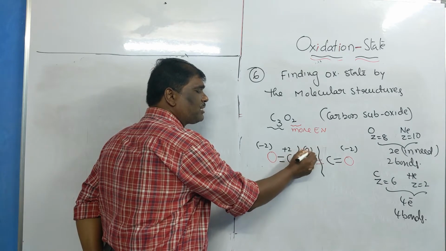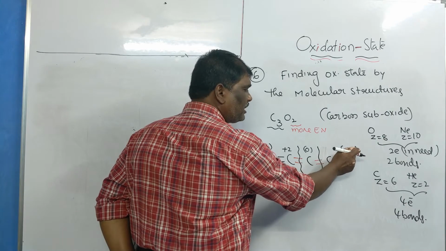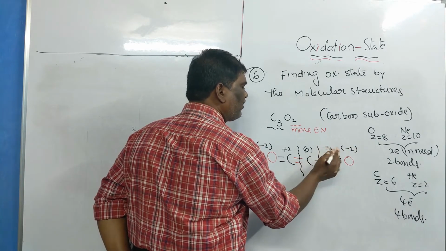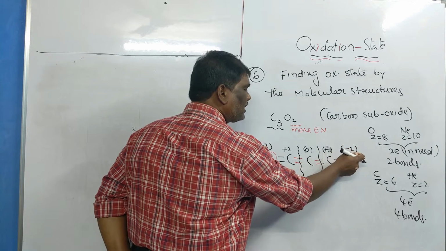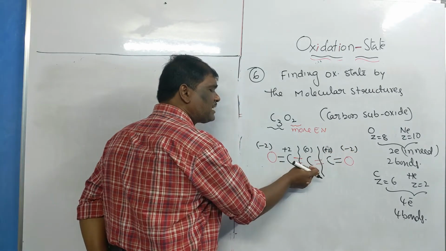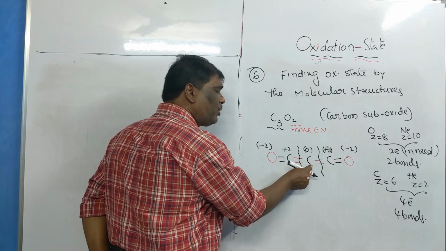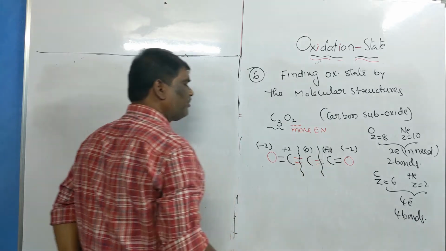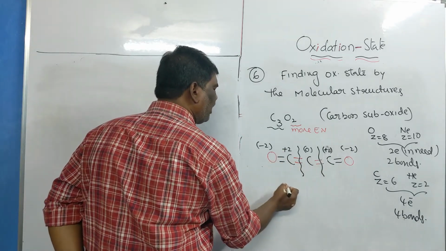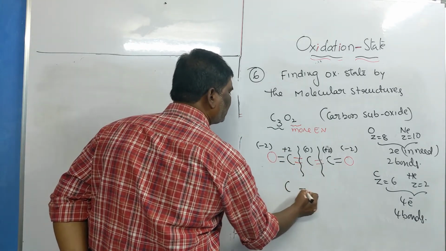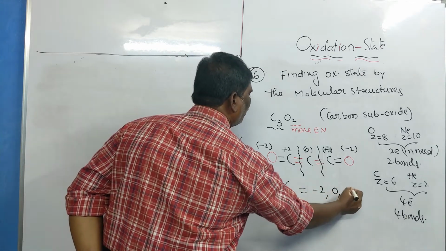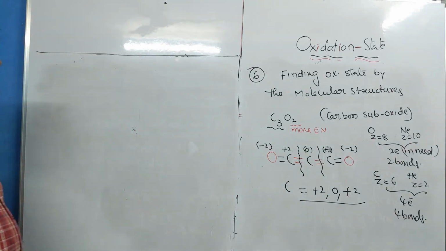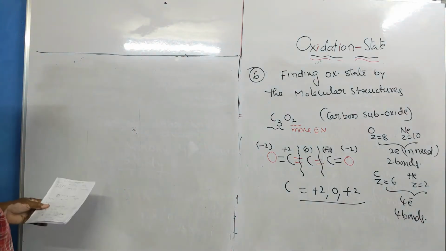So, 0 oxidation state. Here also, oxygen is minus 2, so carbon will get plus 2 oxidation state. The central atom does not make unequal sharing with the carbon atoms on either side. So what are the oxidation states of carbon? Carbon oxidation states are plus 2, 0 and plus 2. Thus the oxidation states of carbon are calculated.